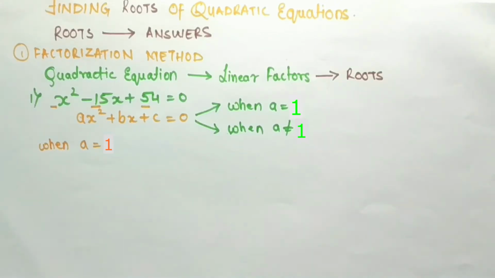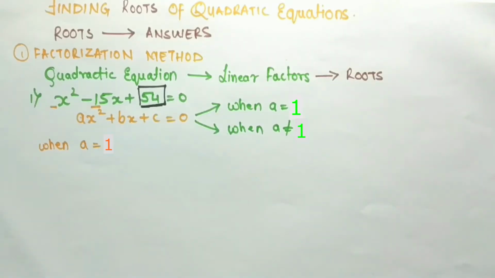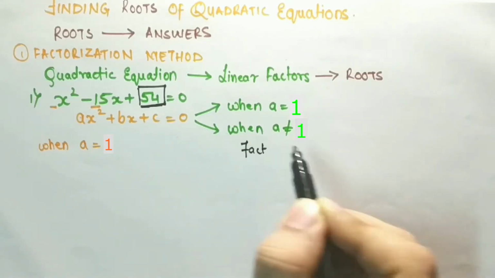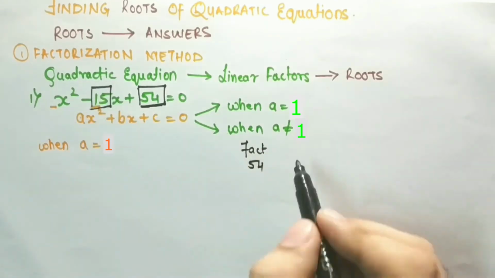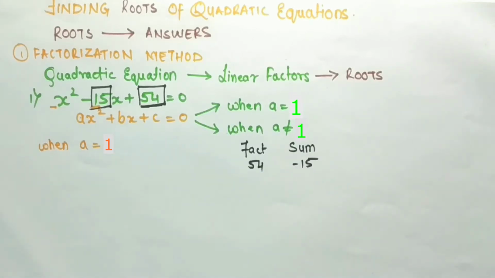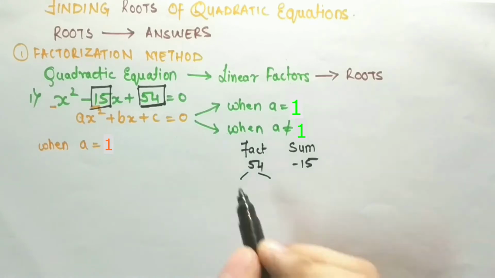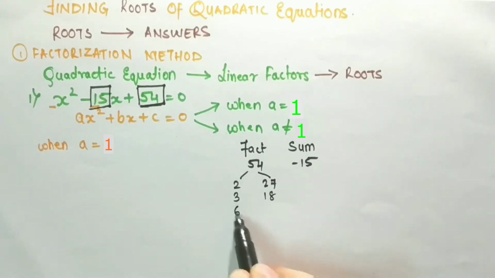When a is equal to 1, we will find two factors of the third term, which is 54, in such a way that when we add those two factors, we will get a sum which is equal to the middle term, which is minus 15. Now, as you can see, there are multiple factors of 54: 2 into 27, 3 into 18, and 6 into 9.